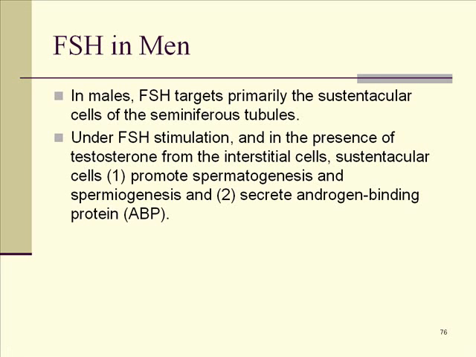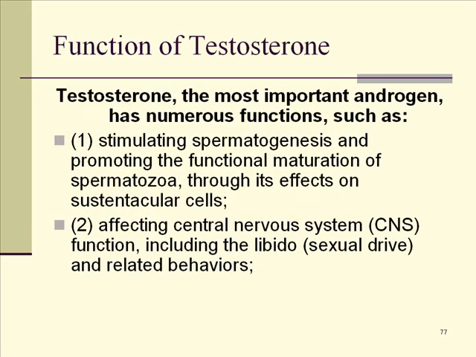FSH in men targets primarily the sustentacular cells in the seminiferous tubules. Under follicle-stimulating hormone, or FSH, stimulation, the presence of testosterone from interstitial cells will promote spermatogenesis and spermiogenesis and will secrete androgen-binding proteins. Testosterone, which is the most important androgen, has numerous functions such as stimulating spermatogenesis and promoting the functional maturation of sperm or spermatozoa through the effects of the sustentacular cells. It also affects the central nervous system, including libido, or sexual drive, or related behaviors. So testosterone, the most important androgen, and these are its functions and effects.